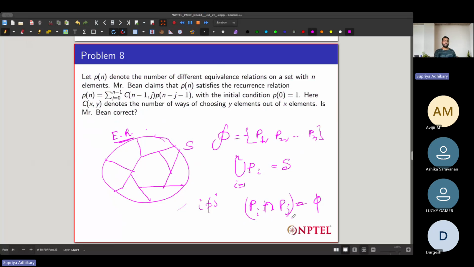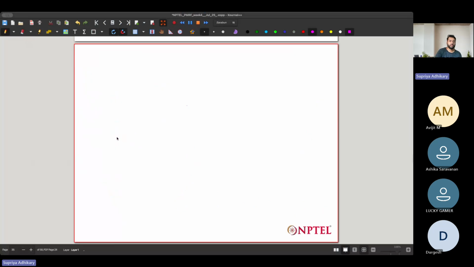And if we consider a partition on a set S, then corresponding to the partition, we will always find an equivalence relation. And similarly, if we find an equivalence relation, then corresponding to that, we will always find a partition. So basically, finding the number of partitions is exactly equal to finding the number of equivalence relations of this. So this is what we have to do.